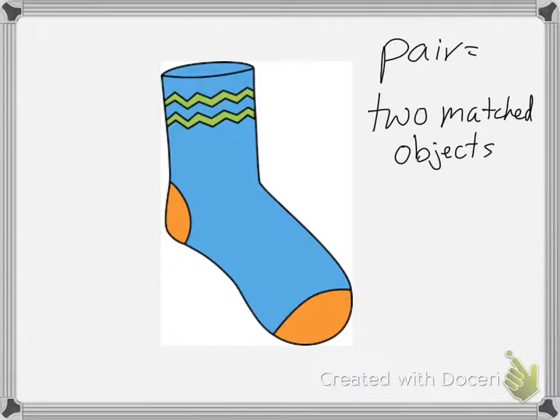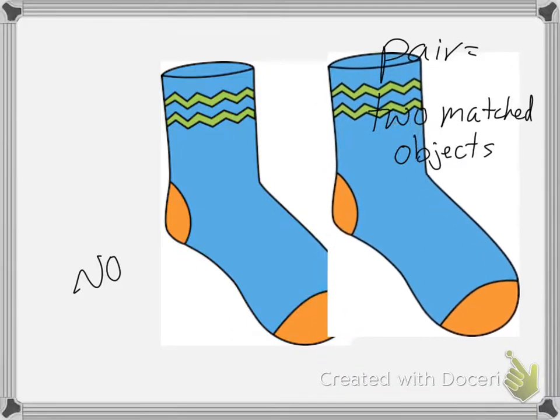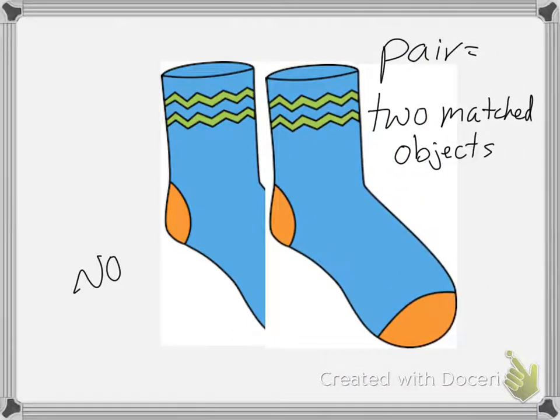So if I only have one sock, do I have a pair? No, I don't, because my sock doesn't have a partner. What about if I have two socks? So if I have two socks, do I have a pair? Yes, I do, because I have two socks, and so they make one pair.